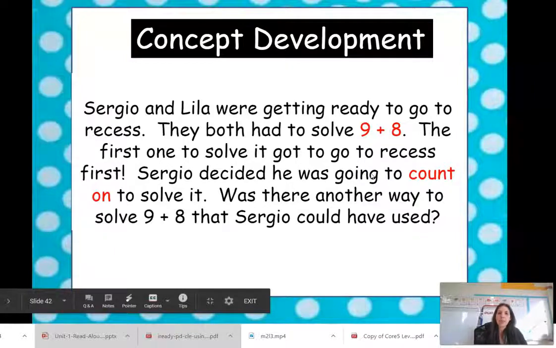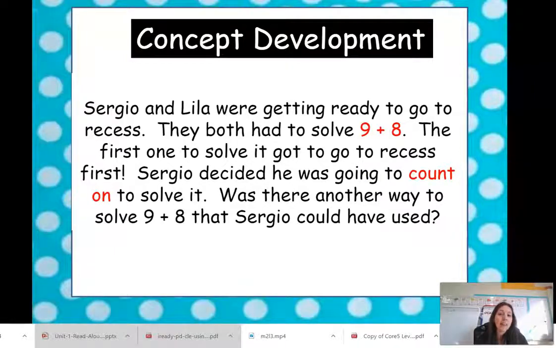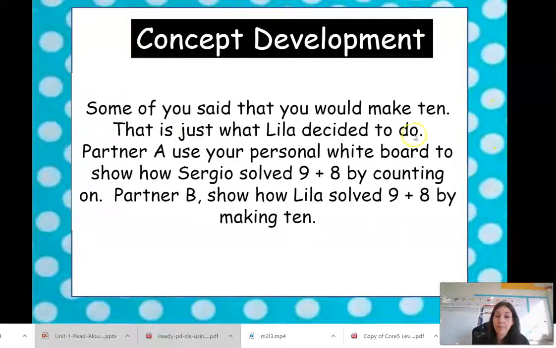Let's look at this problem. Sergio and Lila were getting ready to go to recess. They both had to solve 9 plus 8. The first one to solve it got to go to recess first. Sergio decided he was going to count on to solve it. Was there another way to solve 9 plus 8 that Sergio could have used? He could have made a 10. That's what Lila decided to do.